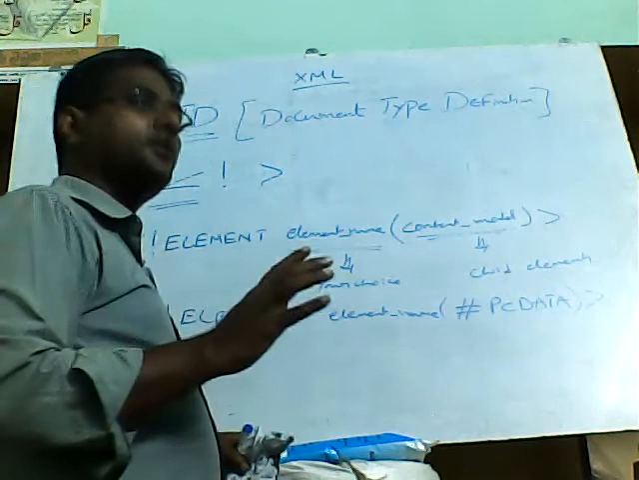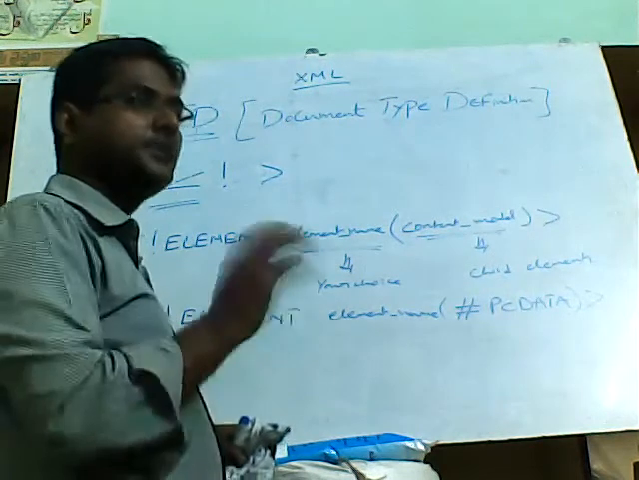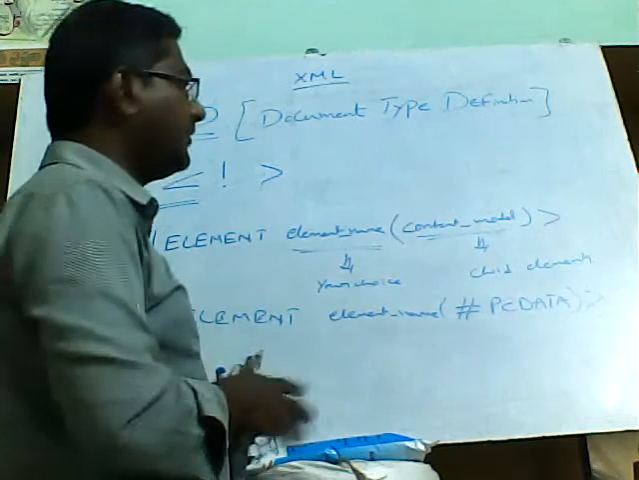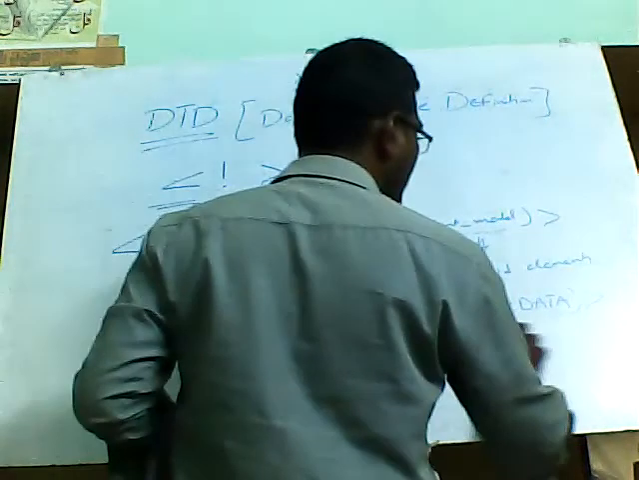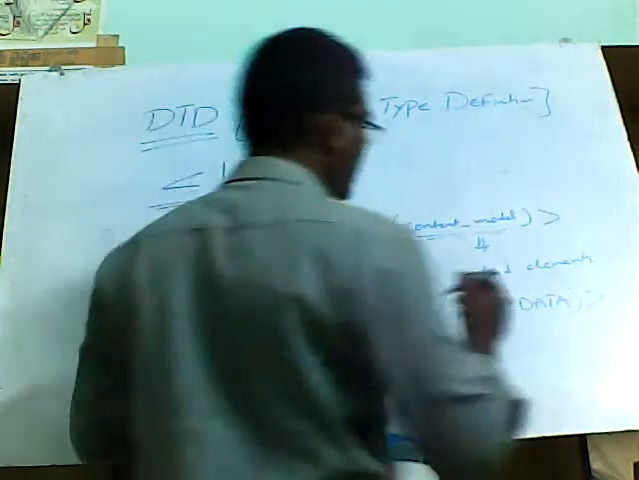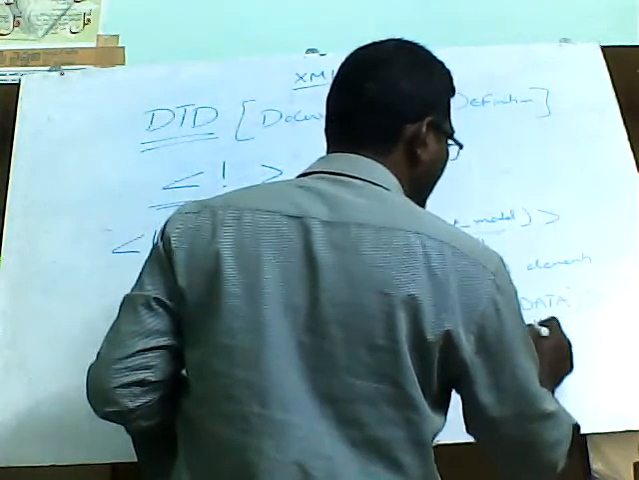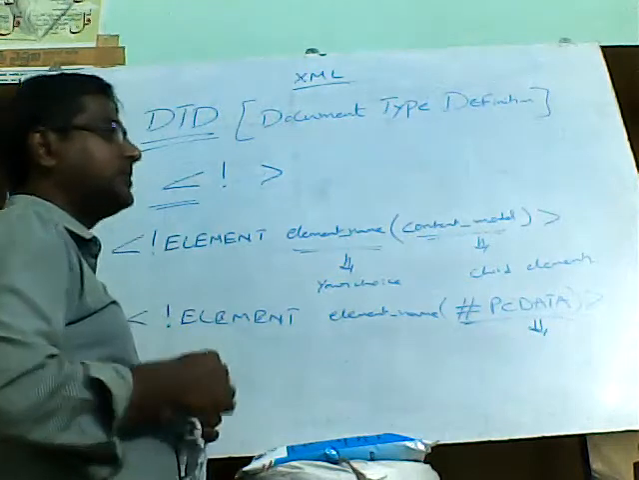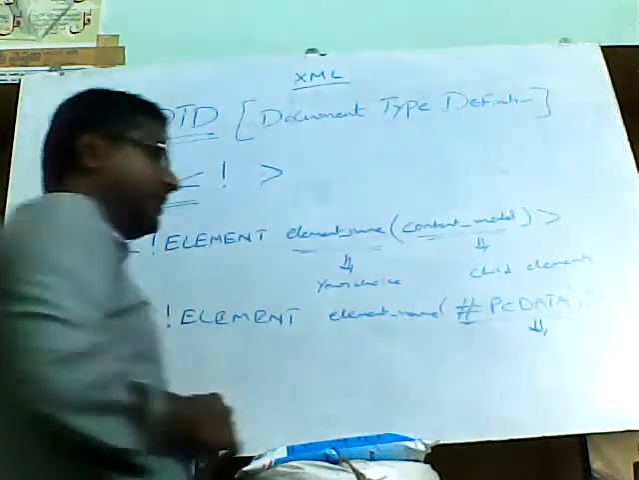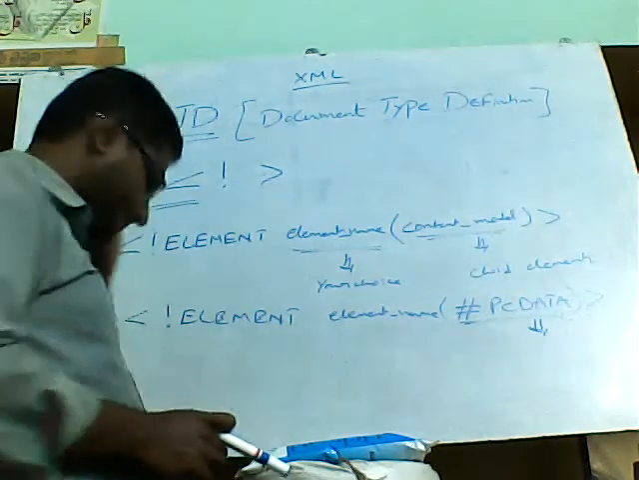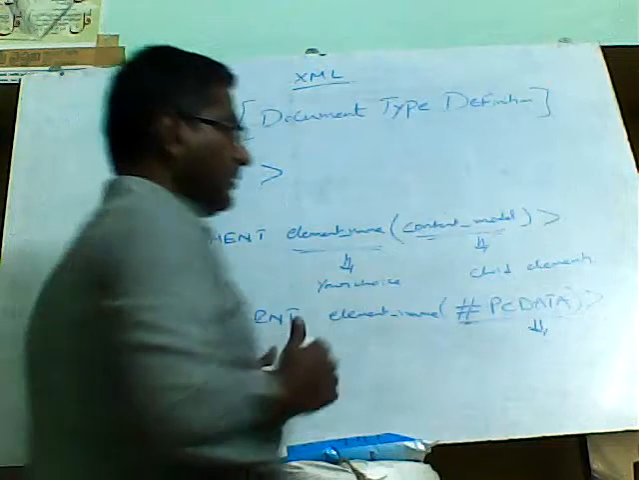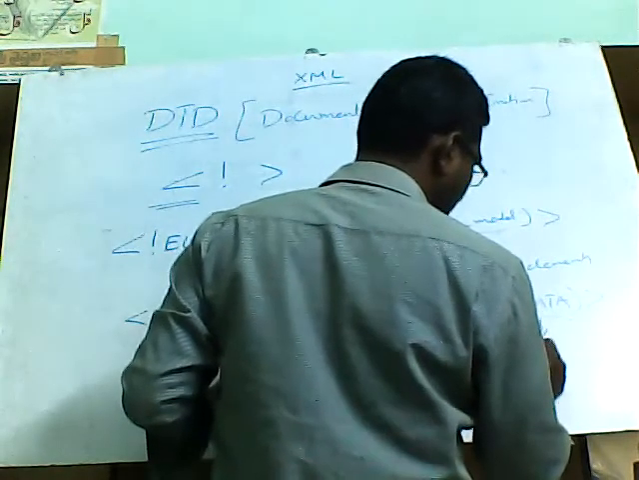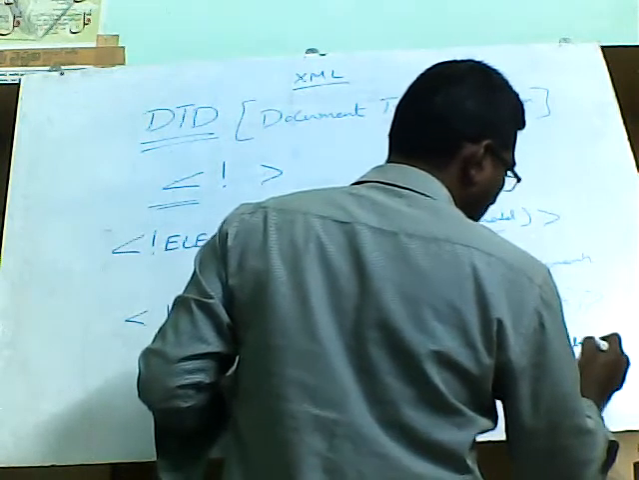Whatever information you specify in an XML document will be treated as a text document. We take all the data as the text data type only. That's why we use one data type to represent the data, that is PCDATA. That is one parsable data type. PCDATA stands for parsable character data.